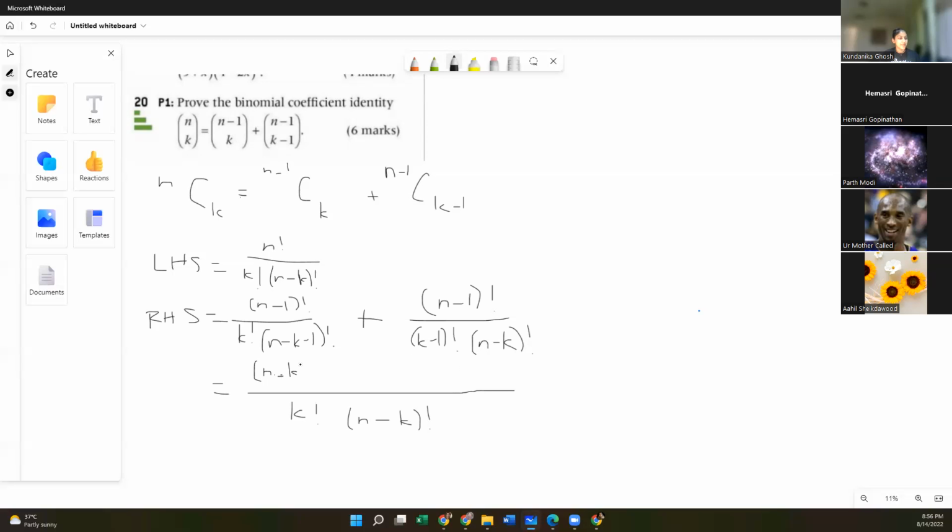You have n minus k times n minus 1 factorial, right? And then you have plus n minus k is common here. So now we just have to pay attention to the k, right? K times what is going to equal, or k minus 1 factorial times what is going to equal k factorial?